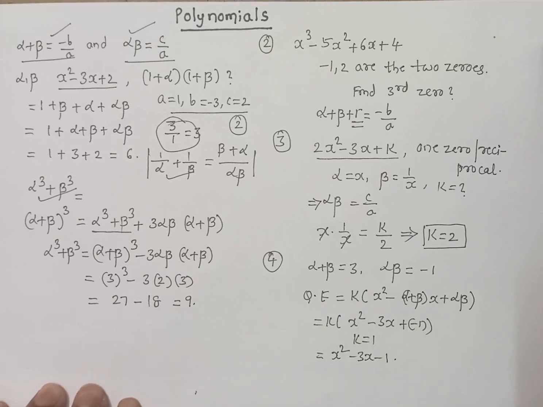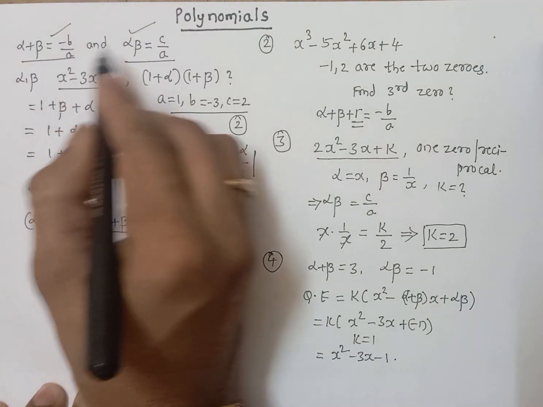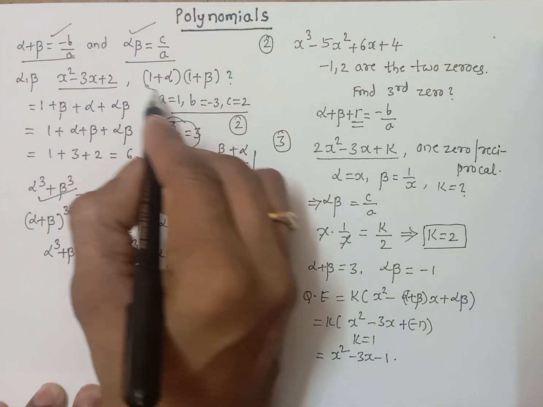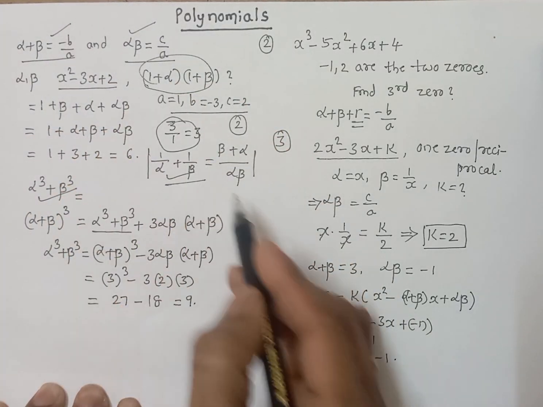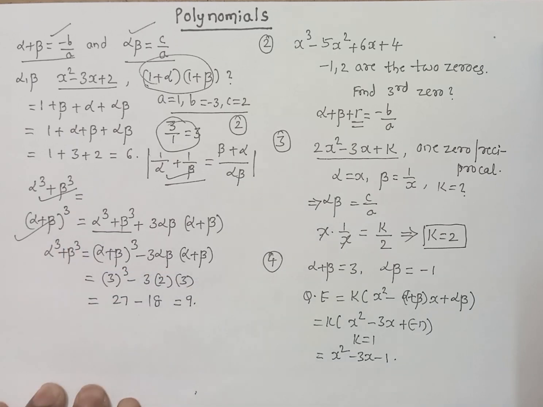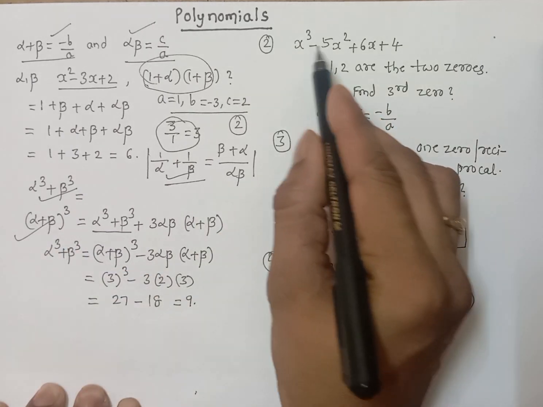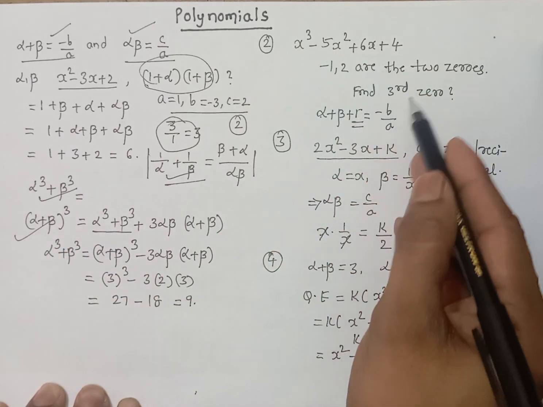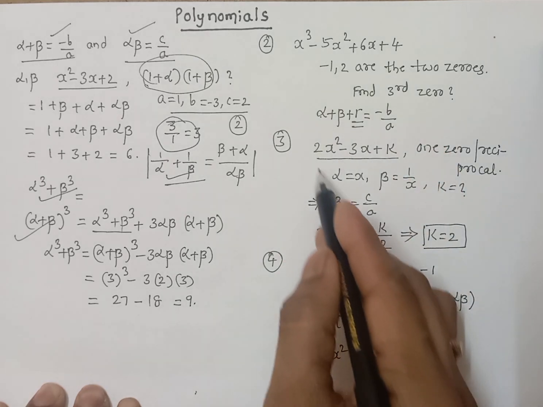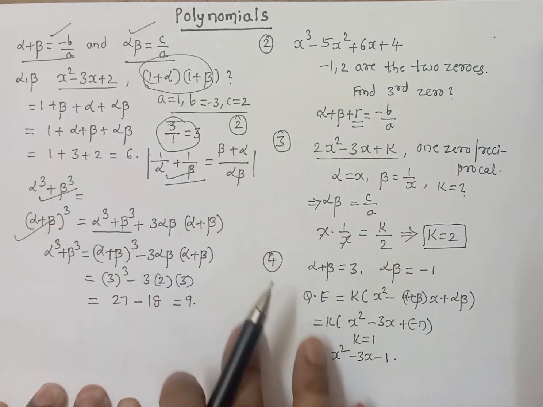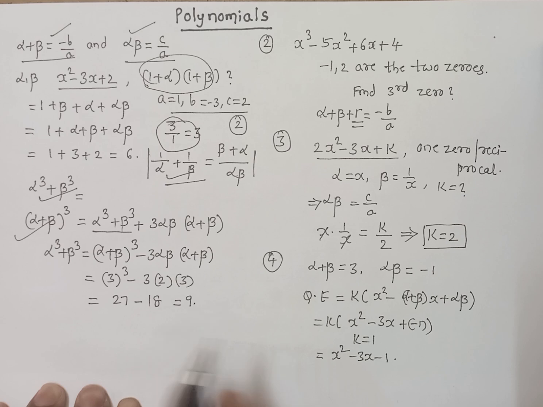Most of the competitive exams will ask questions on these two relations. That may be, as I mentioned, 1 plus alpha, 1 plus beta, or this one. Otherwise, like this. After that, a cubic polynomial with two zeros given, asking for the third zero, and the reciprocal type like that. Here I discussed a few questions which are important for Polycet.